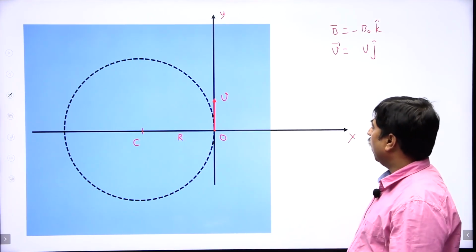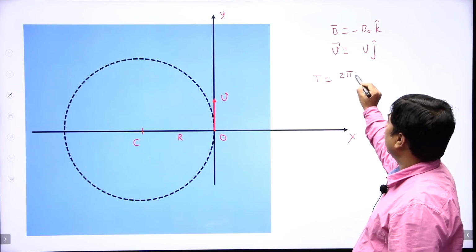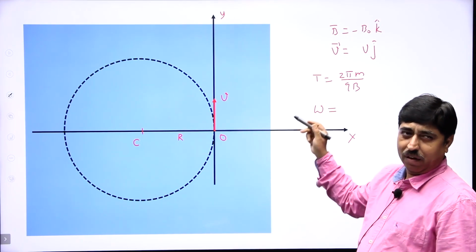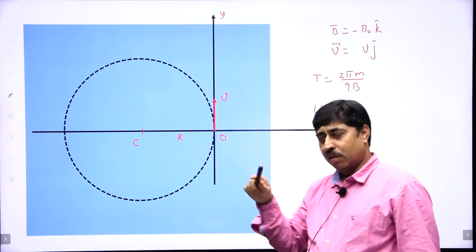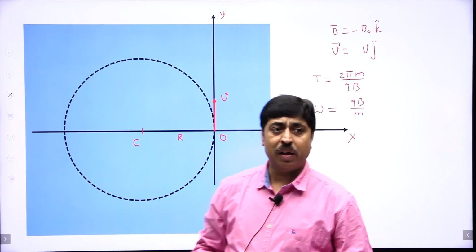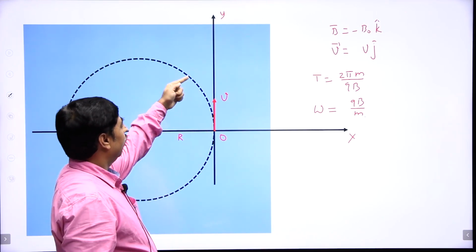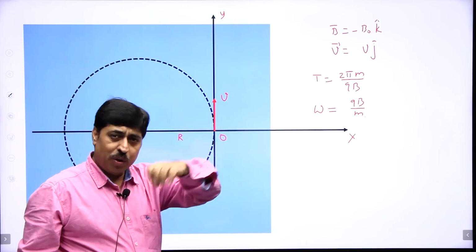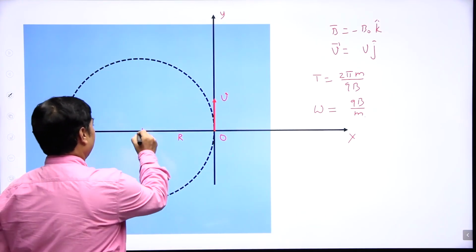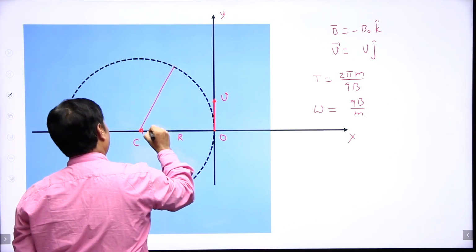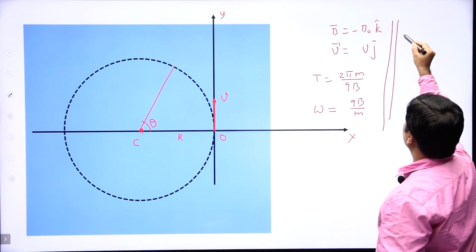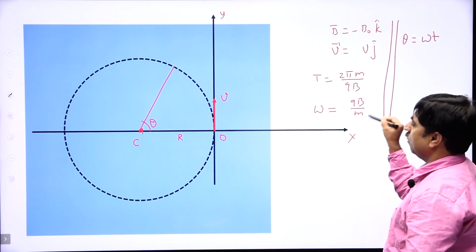right. Now we all know that time period is 2 pi m by qB, or you must understand that angular speed is 2 pi by T. Angular speed is radian per second. That is simply given by qB by m. So, basically the particle starts to rotate in this circle with an angular speed of qB by m, so many radians per second. So, after time t, the particle will rotate through an angle theta, and that theta is given by omega into t, where omega is this number.